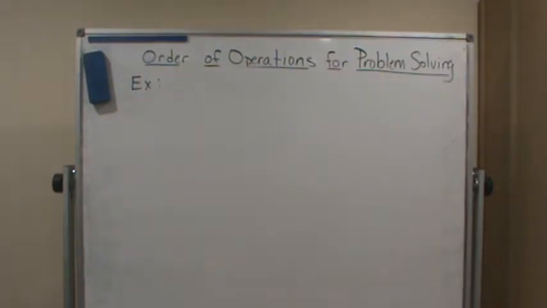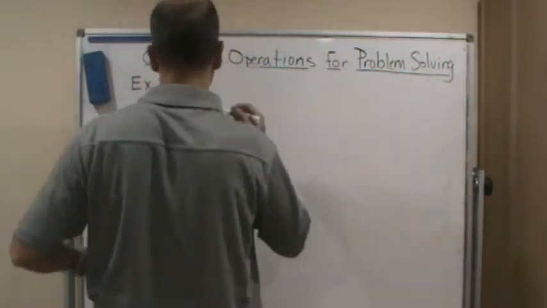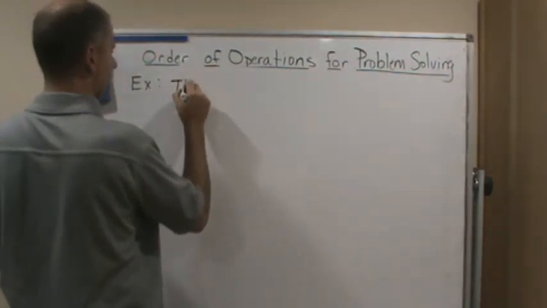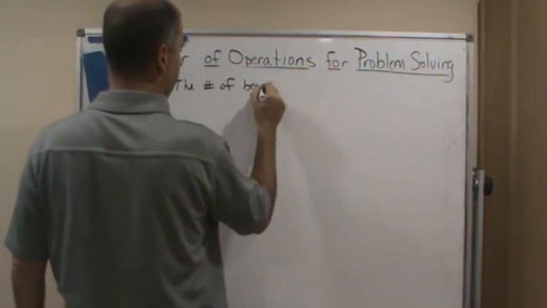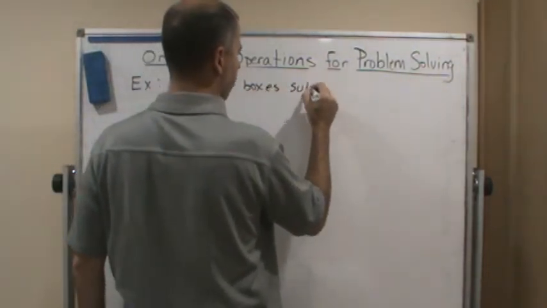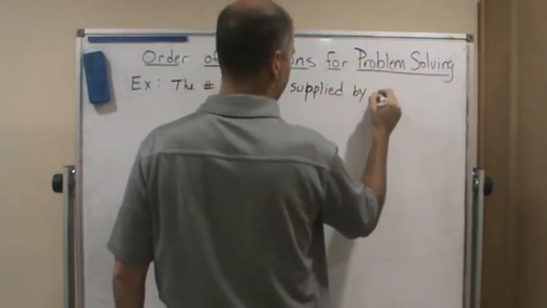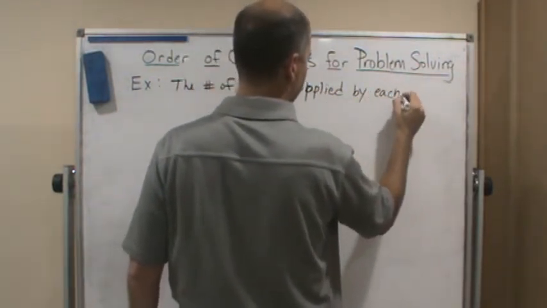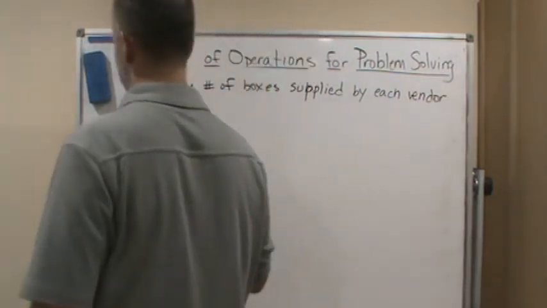So the unknown fact here is the number of boxes of cards supplied by each vendor. That's what we're trying to figure out, right? So what we're trying to find out is the number of boxes of baseball cards supplied by each vendor. That's what we're trying to find out.